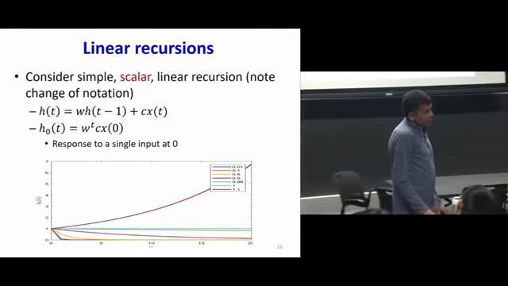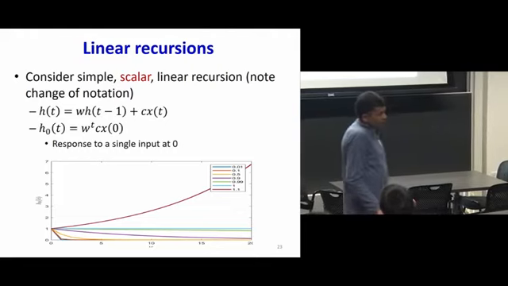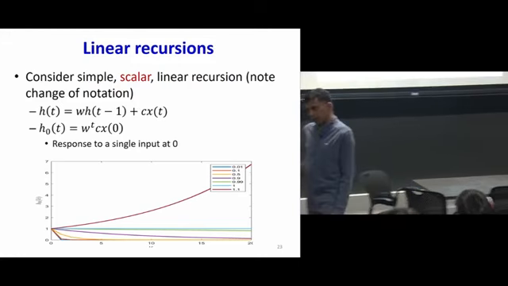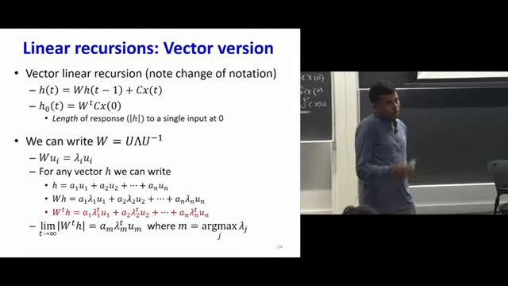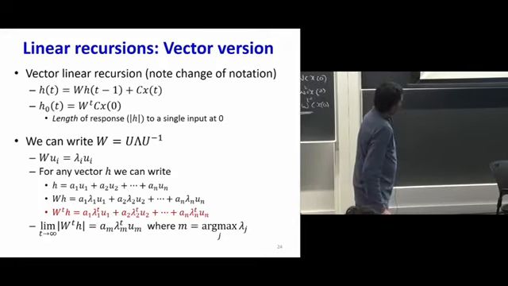The system is unstable. It's not BIBO, not bounded input, bounded output. Neither of these are really behaviors that we are looking for in a system of this kind. So now that was for a scalar input, right? What would happen for vectors?